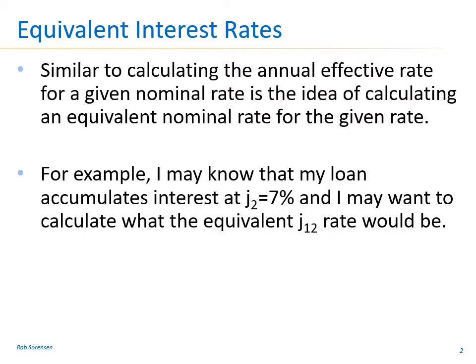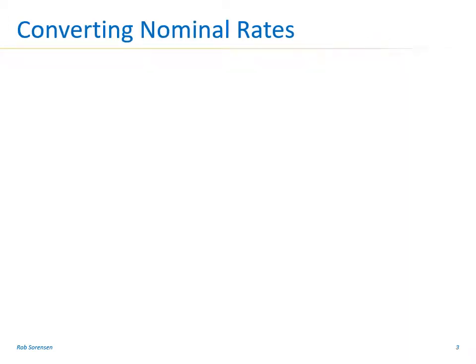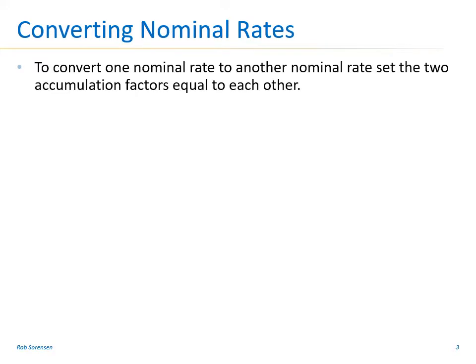So maybe my loan accumulates interest at 7% semi-annually. What's the equivalent J12? That type of question. All right, so let's have a look. To convert one rate to another, we're going to really just set the two accumulation factors equal to each other. All right, so let me show you what I mean by that.